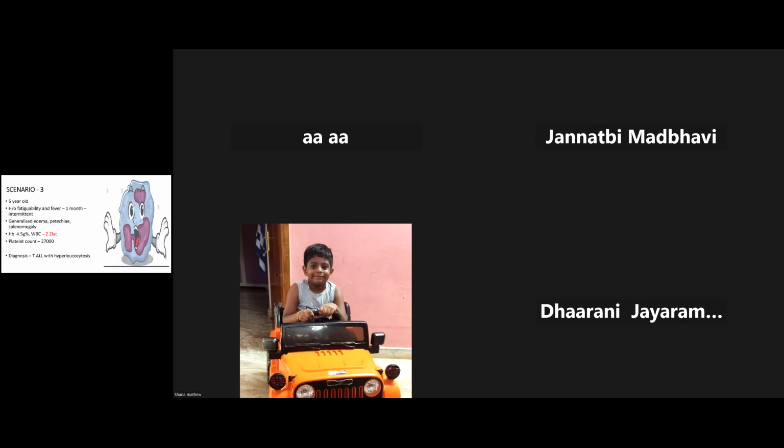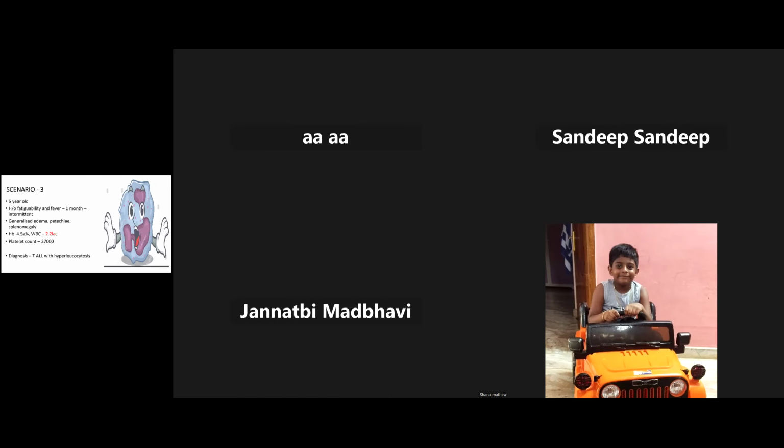Coming to the next scenario, we have a 5-year-old boy with a history of fever and fatigability for the last 1 month, which is intermittent in nature. On examination, the child has generalized edema, petechial spots are there, and splenomegaly is present.